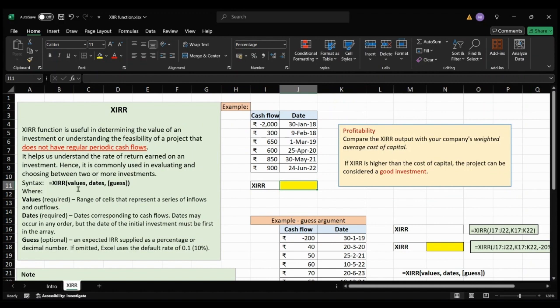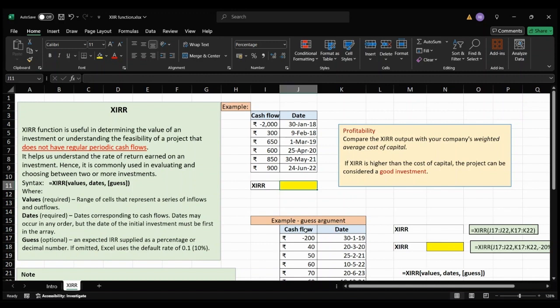This is the formula. Here, value means the range of cells that represents a series of inflow and outflow. Dates corresponds to the cash flow. Dates may occur in any order, but the date of initial investment must be the first in the array. Guess argument is optional. Here, guess is an expected IRR. It can be represented as a percentage or decimal number. Since it is optional, if it is omitted, Excel will take 10% as a default rate.